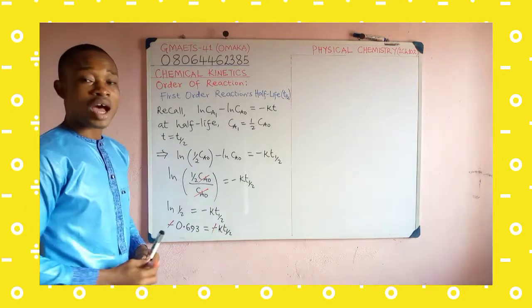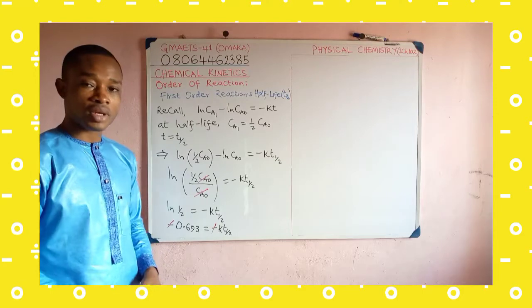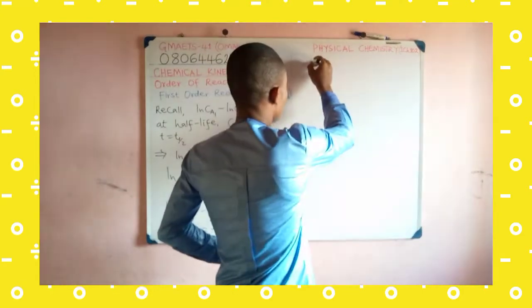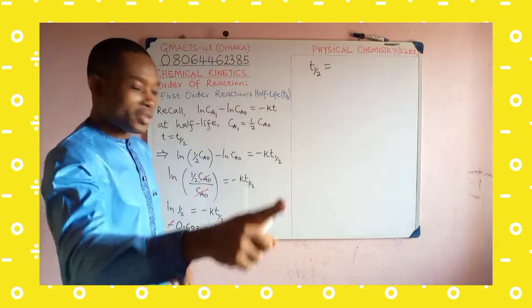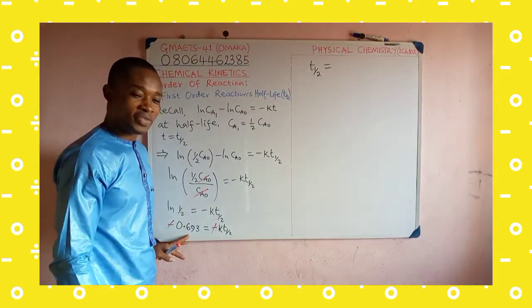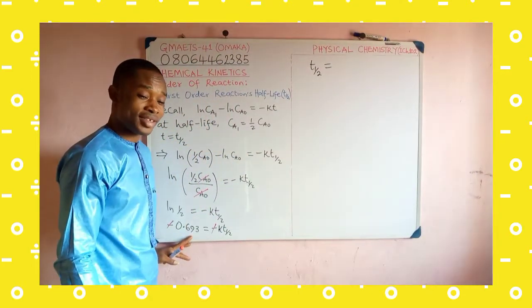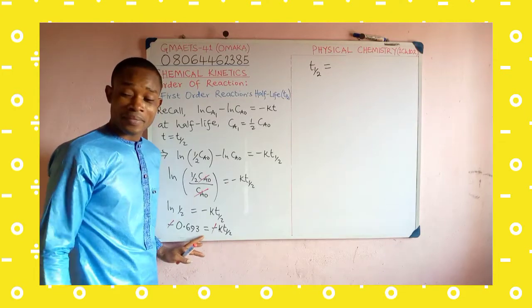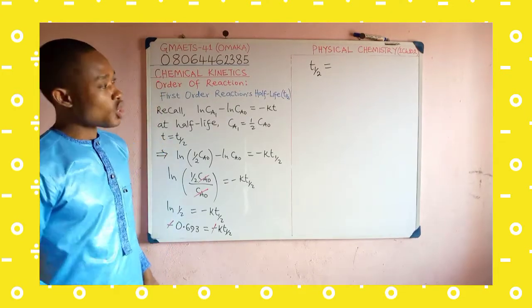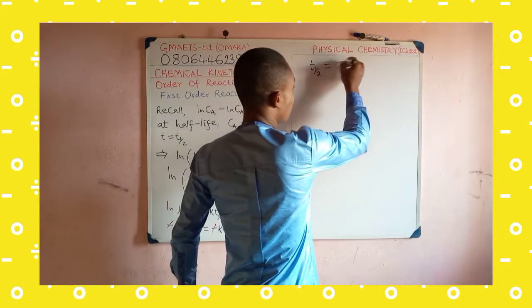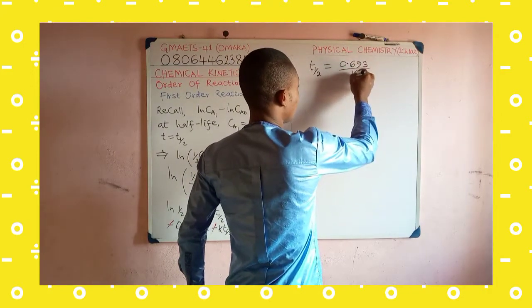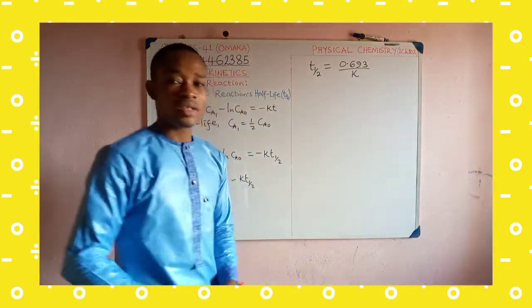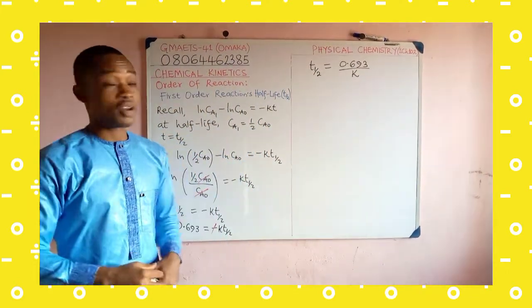And once it cancels out, we can make the half-life T half the subject of the formula. Let's do that. So our T half is now going to be equal to 0.693, right? Divided by K. You agree with us, isn't it? So that will be 0.693 divided by K, where K is the rate constant for first order rate of reaction.